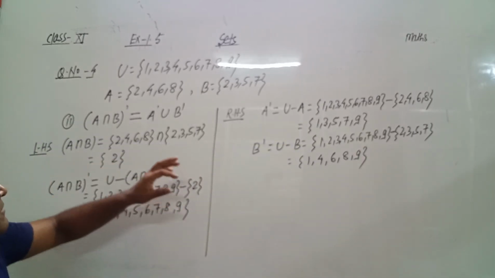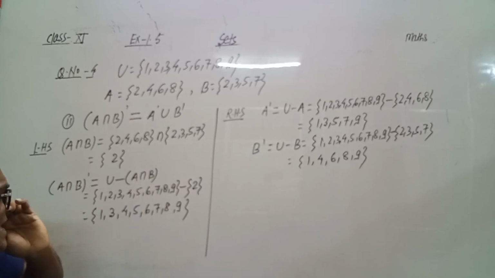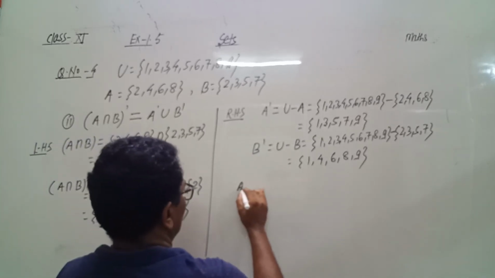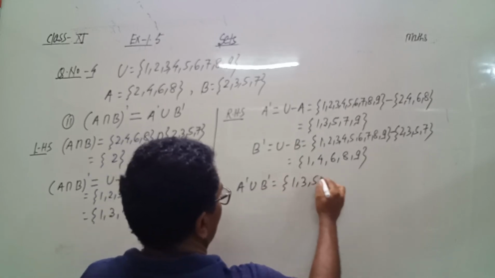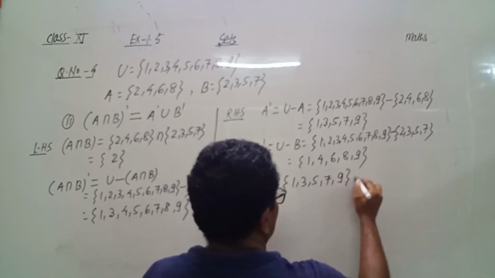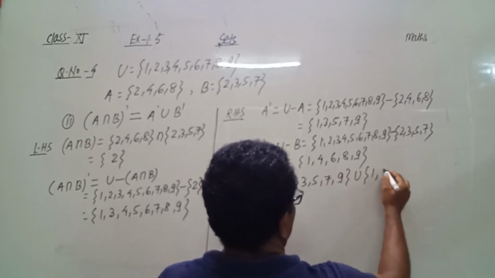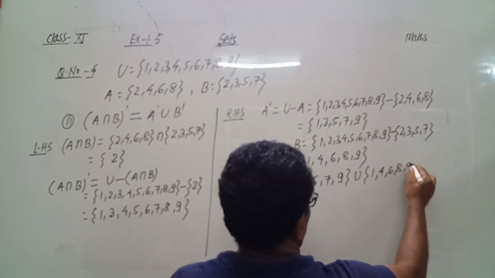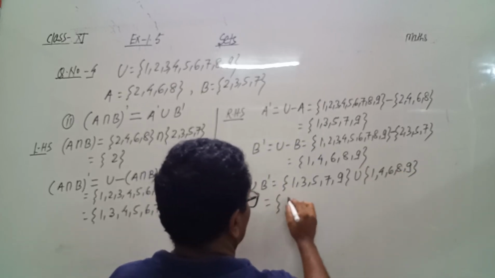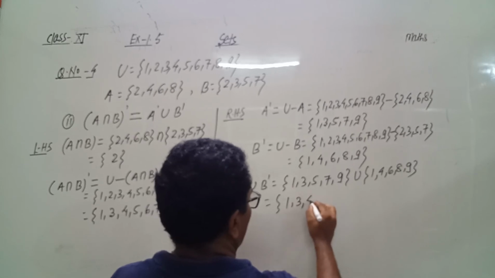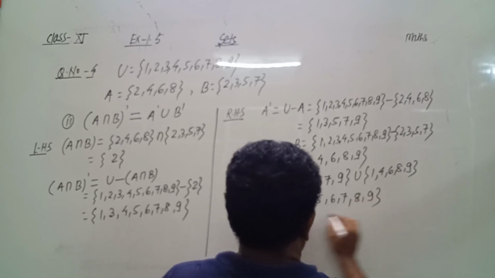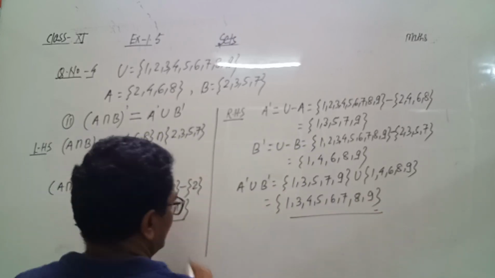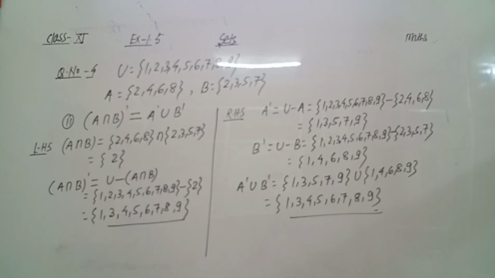So now we have to find A dash union B dash. RHS is A dash union B dash. The value of A dash is 1, 3, 5, 7, 9 and B dash is 1, 4, 6, 8, 9. Now combine both: 1, 3, 4, 5, 6, 7, 8, 9. So this is RHS and this is LHS. Both are equal. LHS is equal to RHS.